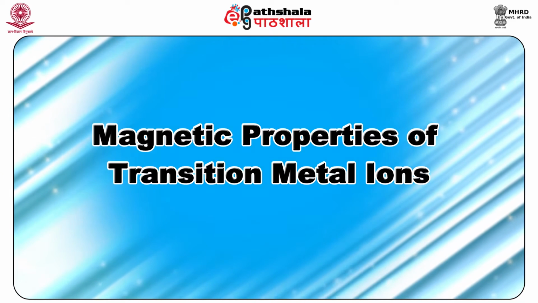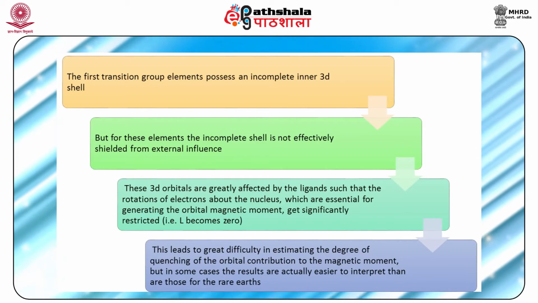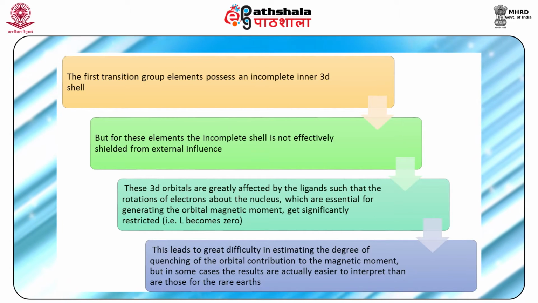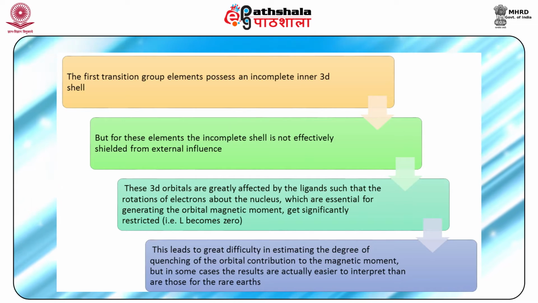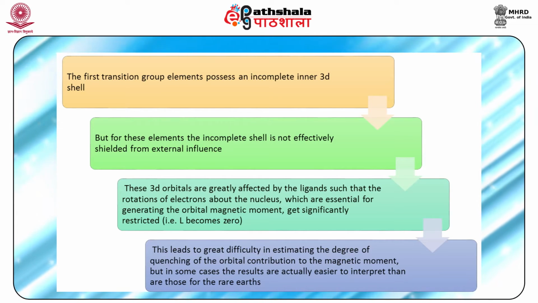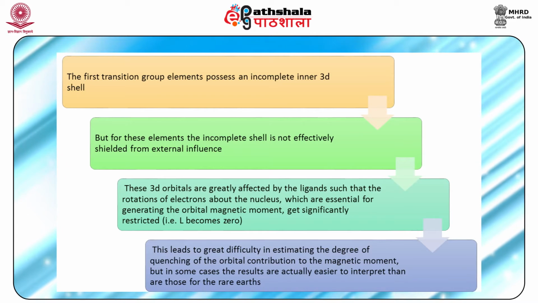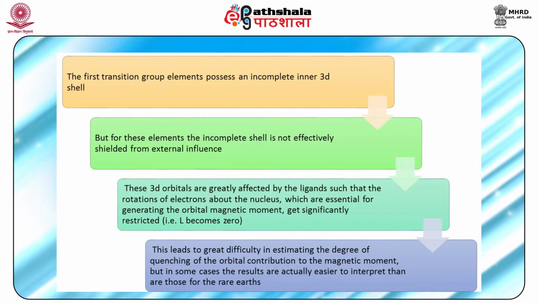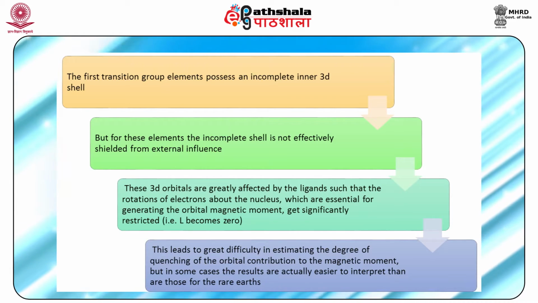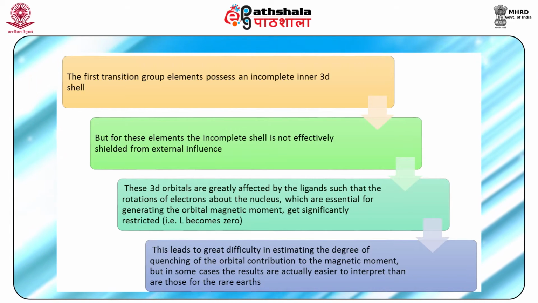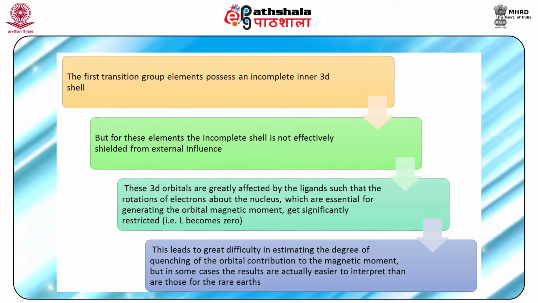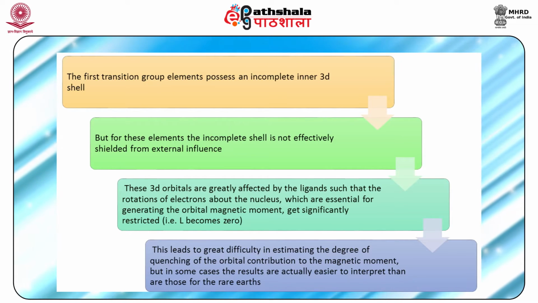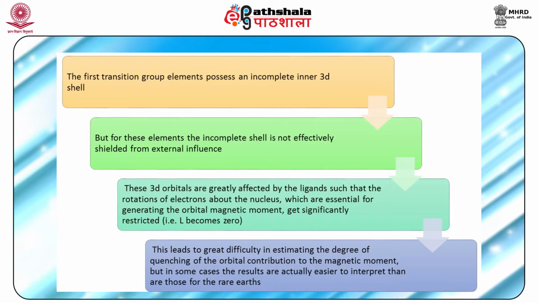Magnetic properties of transition metal ions. The first transition group elements possess an incomplete inner 3d shell, but for these elements, the incomplete shell is not effectively shielded from external influence. These 3d orbitals are greatly affected by the ligands, such that the rotations of electrons about the nucleus, which are essential for generating the orbital magnetic moment, get significantly restricted. It explains L becomes 0. This leads to great difficulty in estimating the degree of quenching of the orbital contribution to the magnetic moment.